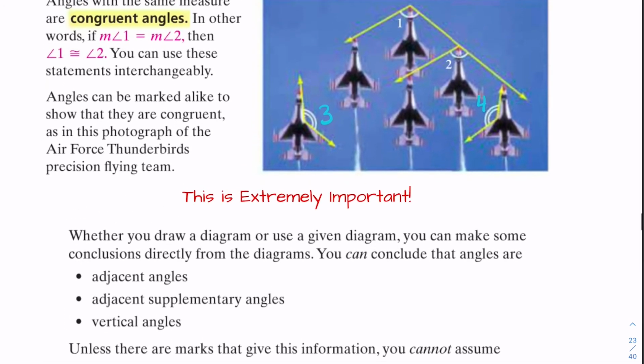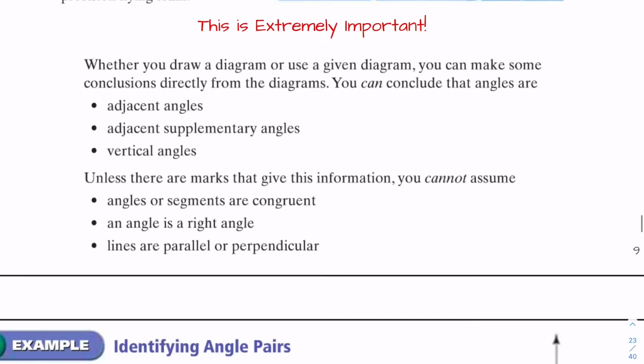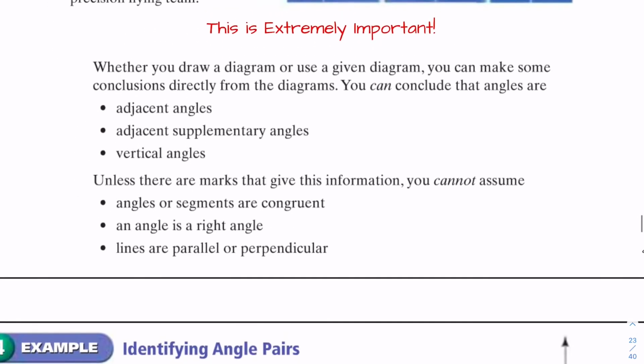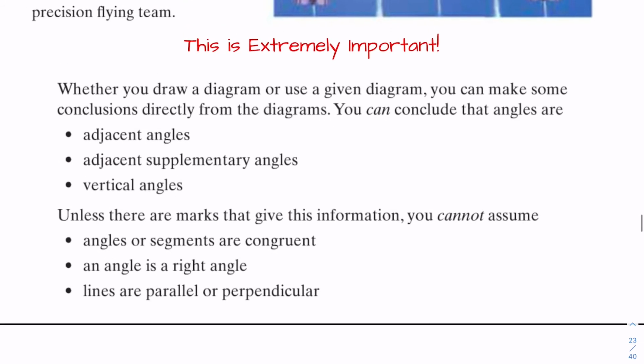Okay, this is extremely important. Whether you draw a diagram or use a given diagram, you can make some conclusions directly from the diagrams. You can conclude the following: that adjacent angles are adjacent, that adjacent supplementary angles are adjacent supplementary, and that vertical angles also exist.